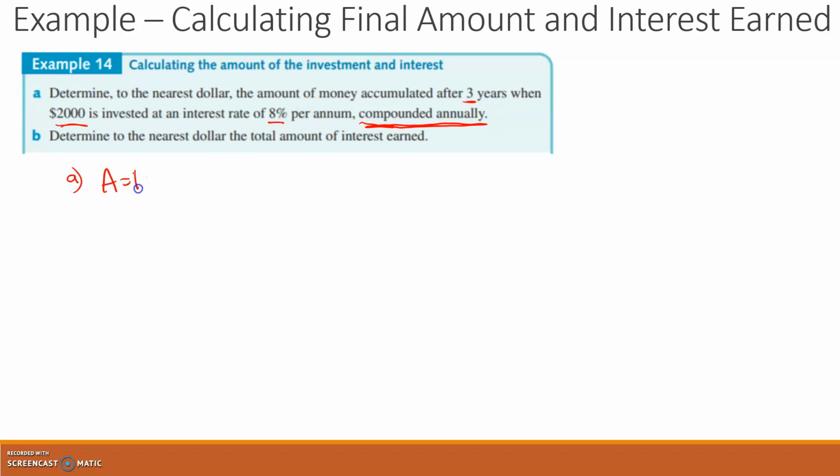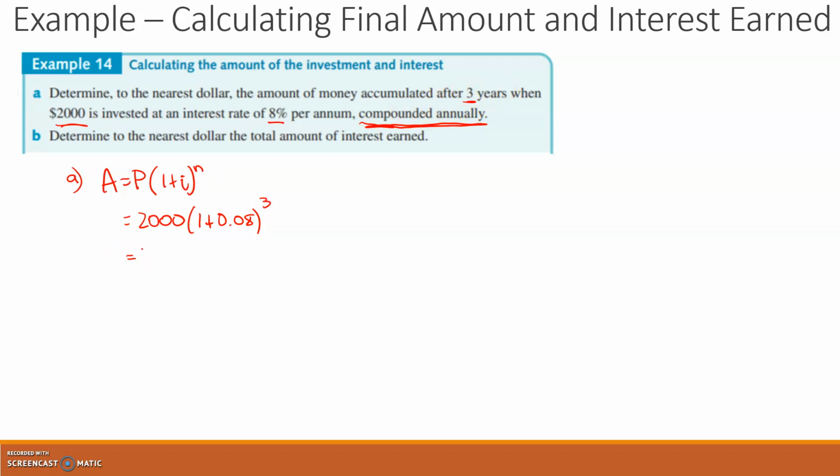We just write our formula, A equals P outside of 1 plus i, all to the power of n. And now we start substituting our values in. Our P value was 2,000, our principal's 2,000. Our interest rate was 8% per annum, so we convert 8% to a decimal, which is 0.08. I've divided by 100. And then my power of n is the number of compounding periods. I've got 3 years with annual compounding, so that means it will happen 3 times.